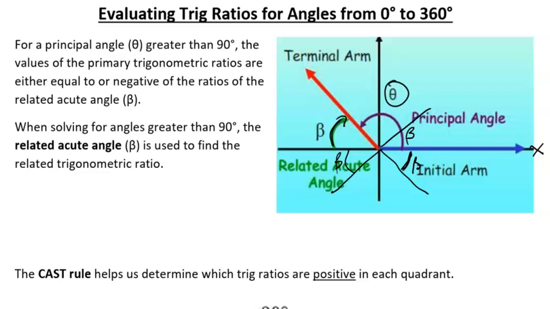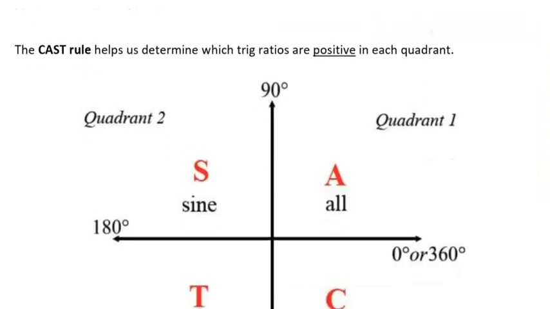So when we solve for angles greater than 90 degrees, in which we have an angle here that's greater than 90, or if we had theta that continued around here, that would be an angle bigger than 90, or all the way to this fourth quadrant, that would be an angle bigger than 90 as well. When we do that, we use the related acute angle to find the related trigonometric ratio and solve things from there. So let's look at what the CAST rule means.